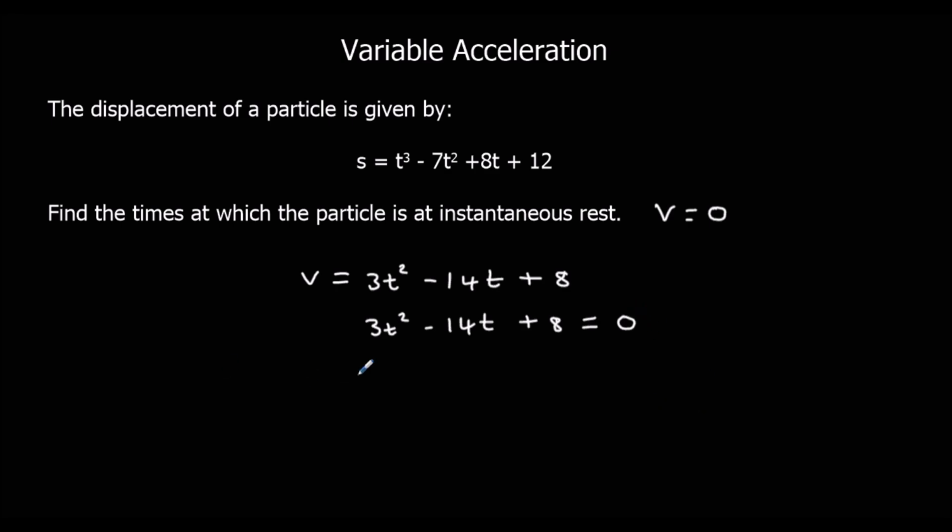So we're going to factorize. I have 3t in one bracket, t in the other bracket. You might like to use a different method of factorizing at this stage. It's going to be 4 and 2. So we want a 4 and a 2. So we've got minus 12 minus 2, which makes minus 14. So the 2 times when the particle is at instantaneous rest is when t equals 2/3 and when t equals 4.